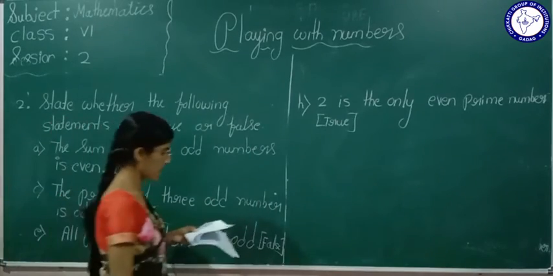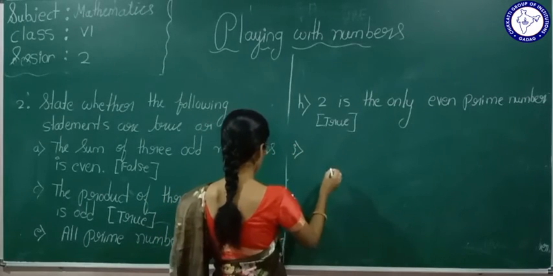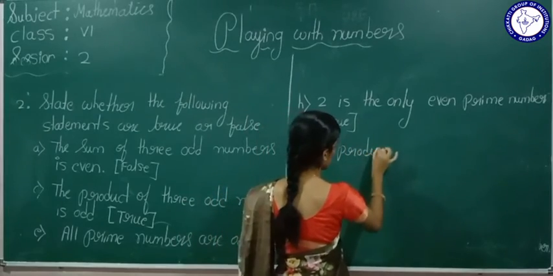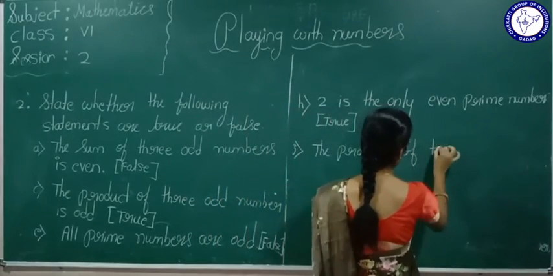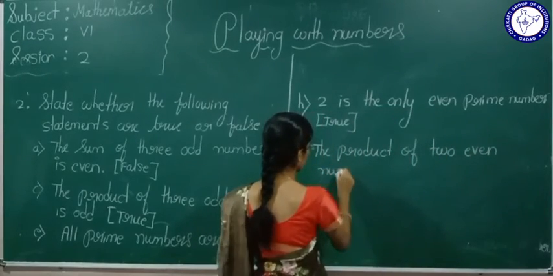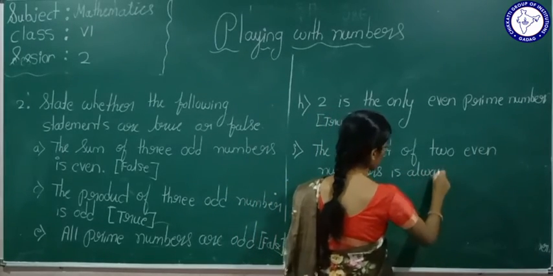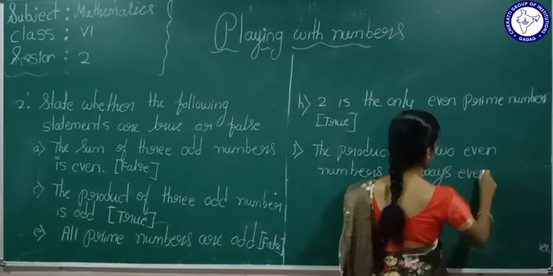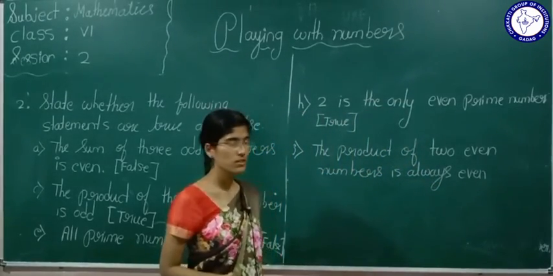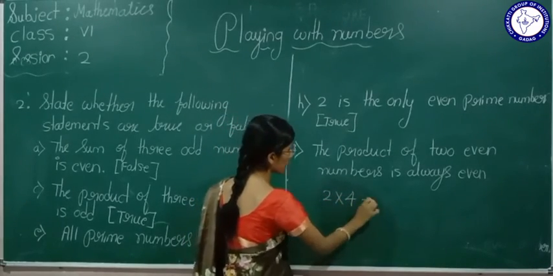So next, to take the last one, that is J. The product of two even numbers is always even. So what do you tell about this? The product of two even numbers is always even. Take any two even numbers. 2 multiplied by 4 is what?